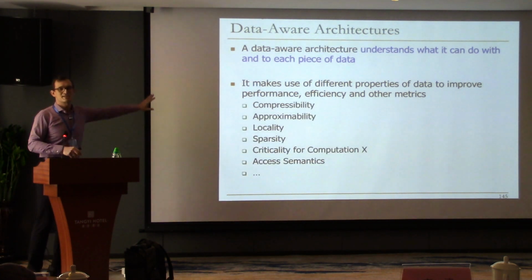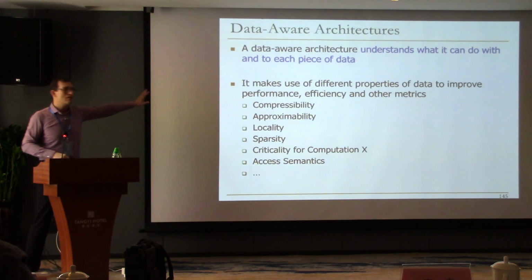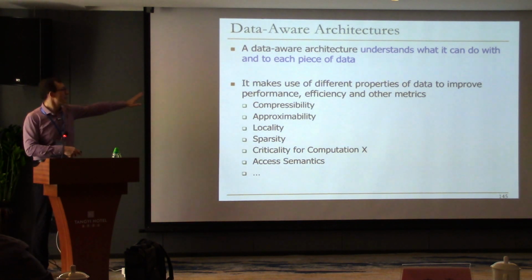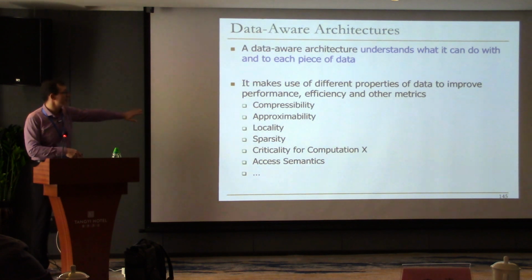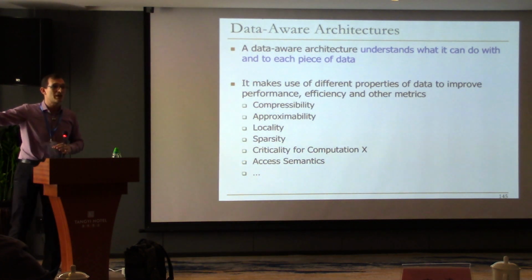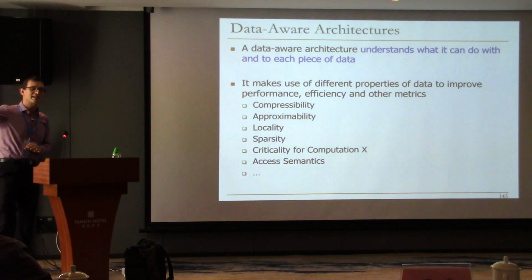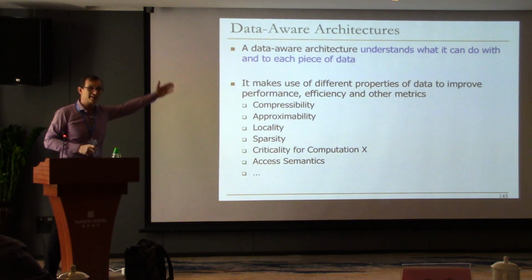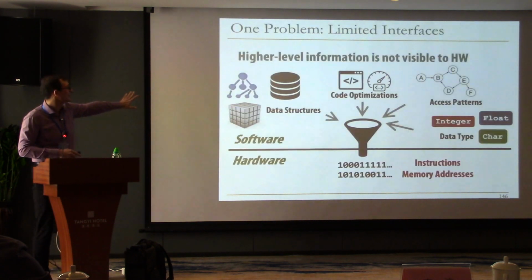For example, you can imagine many properties of data. How compressible it is, how approximable it is, what are the locality characteristics, what are the sparsity characteristics, what are the criticality characteristics, what is the access semantics, what is the security property. So there are many, many properties of data that you can specify. It's endless, actually. This is just our imagination over here.